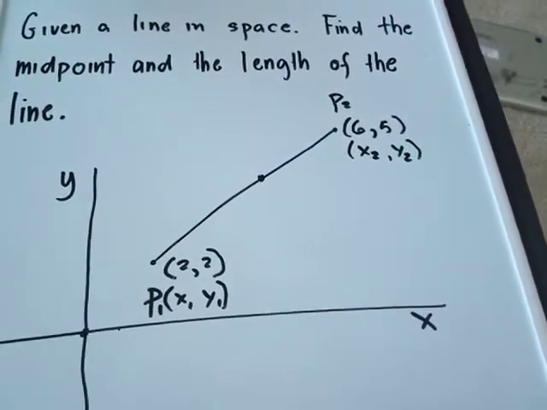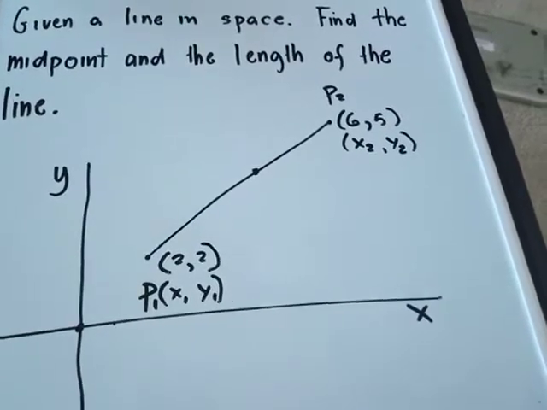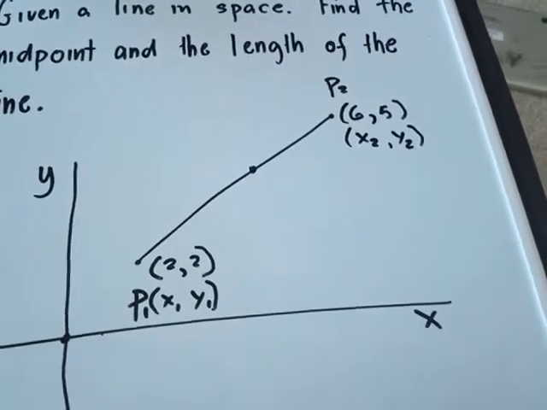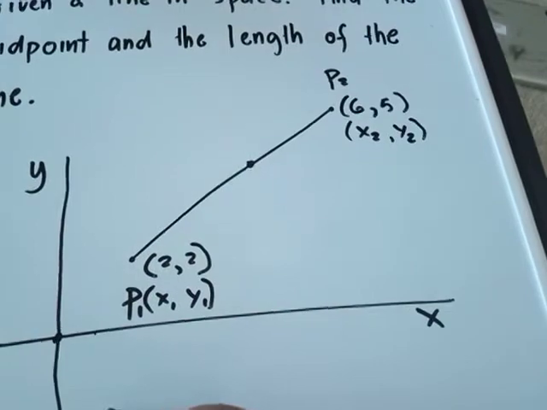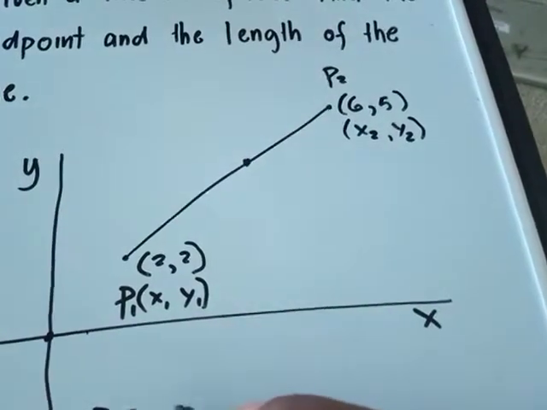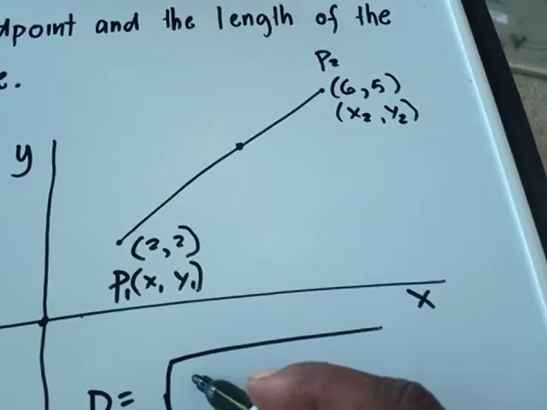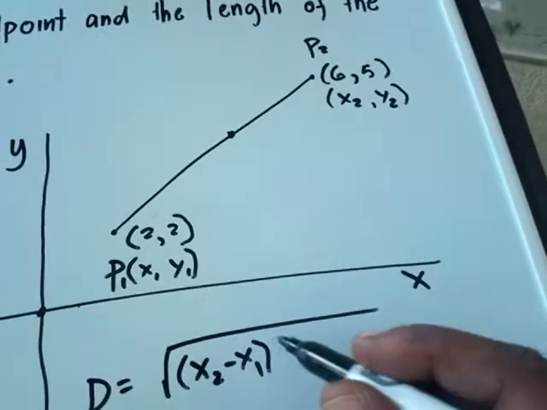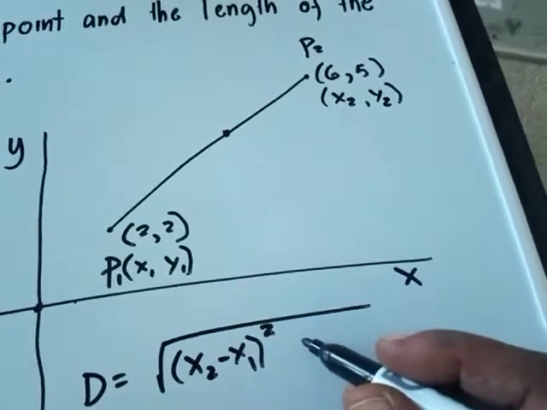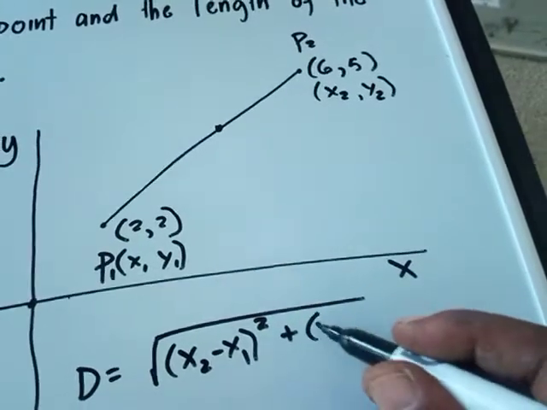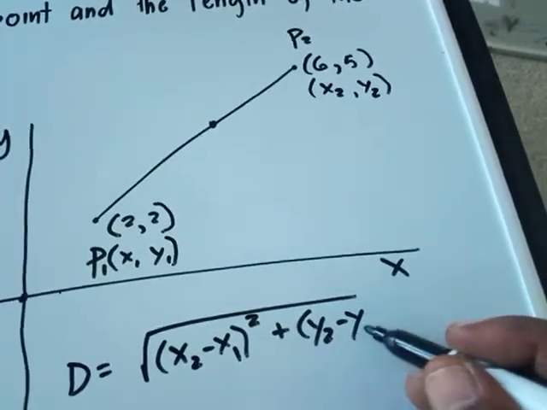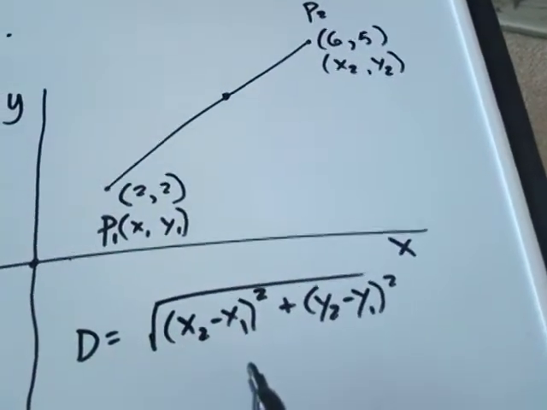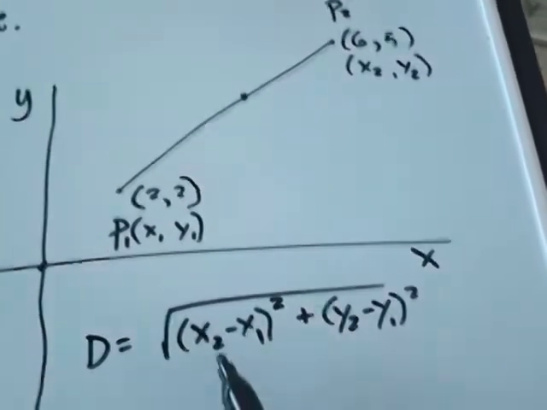Having found the midpoint for this line, we're now going to find the length of the line. Length can also be thought of as distance. You'll also hear this called the distance formula. The distance is equal to the square root of (x2 minus x1), the difference in the x values, raised to the second power, squared, plus the difference in the y values. We will come back and show how this is related to the Pythagorean theorem in a short while.